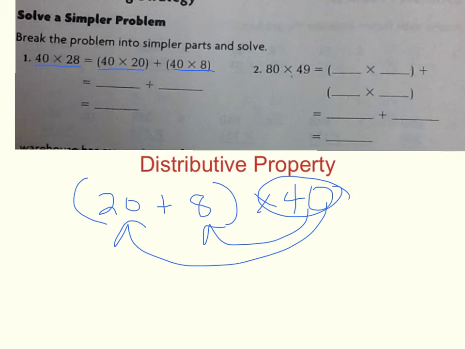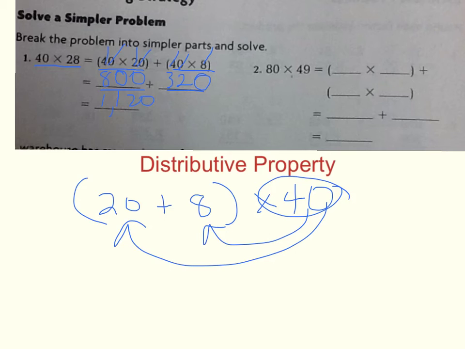answer in standard form. So 40 times 20 would be 4 times 2 is 8. Count your zeros. There's 2. That would be 800. 40 times 8, basic fact, 4 times 8, 32. We have 1 0 right there. And then we're going to add 800 plus 320, which is 1,120.